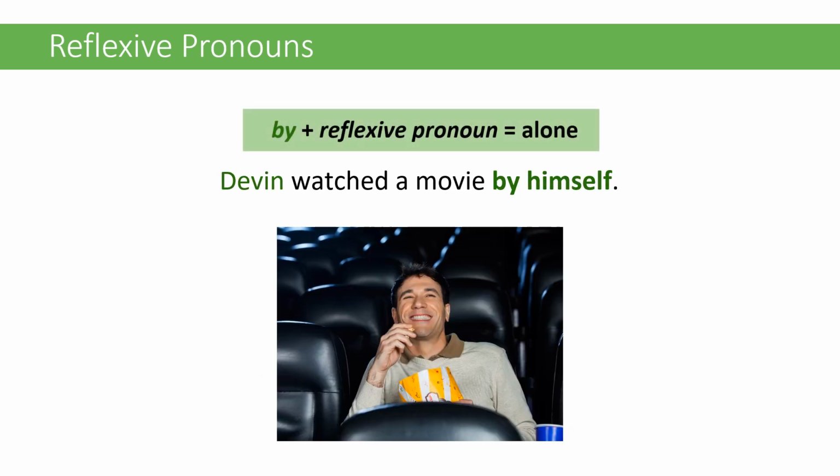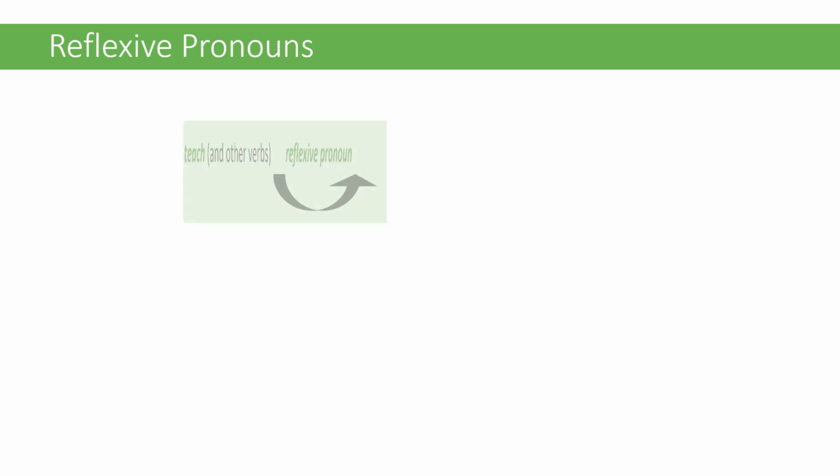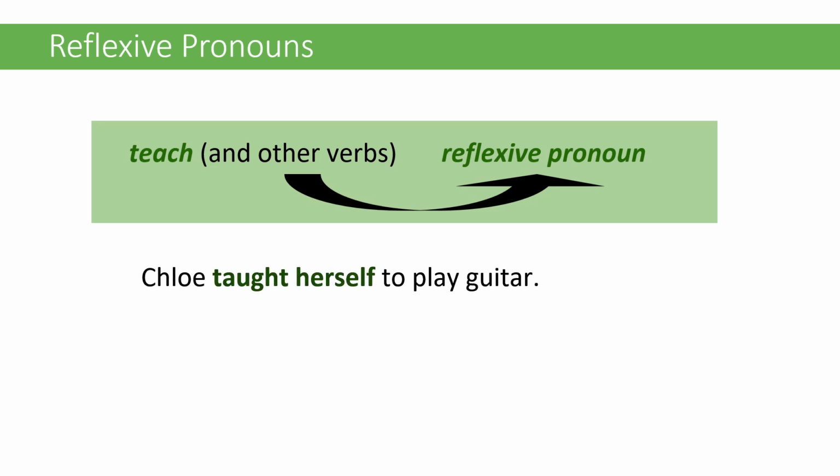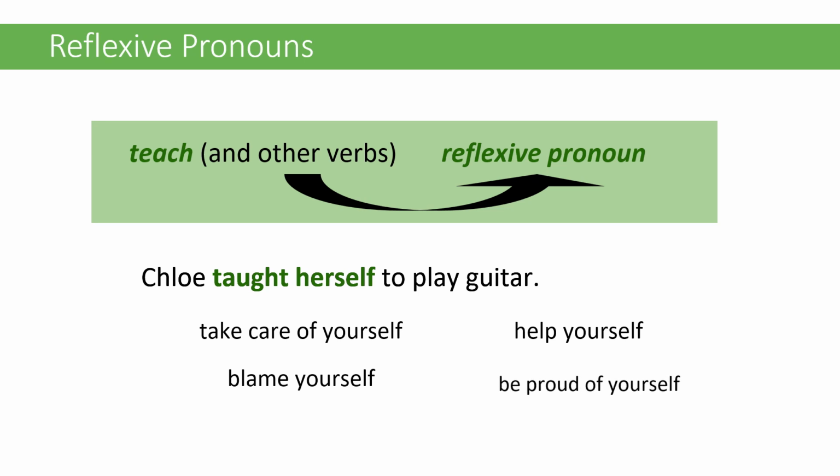By, with a reflexive pronoun, means alone. So Devin watched a movie by himself means Devin watched a movie alone. We use reflexive pronouns in a lot of expressions. For example, Chloe taught herself to play guitar. Here are some common expressions with reflexive pronouns: take care of yourself, help yourself, blame yourself, be proud of yourself.